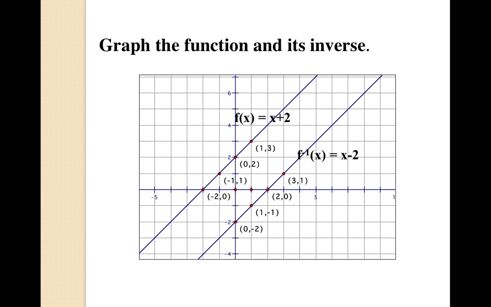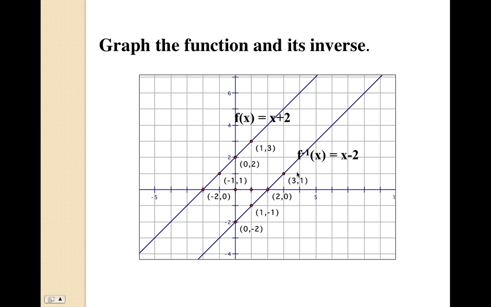Alright, in terms of graphing, if we were to graph f(x) = x + 2, remember that 2 is the y-intercept and there's a slope of 1, so we're going up 1 over 1 in each case. Okay, and then the inverse function is x - 2, -2 is the y-intercept, and then the slope is up 1 over 1.